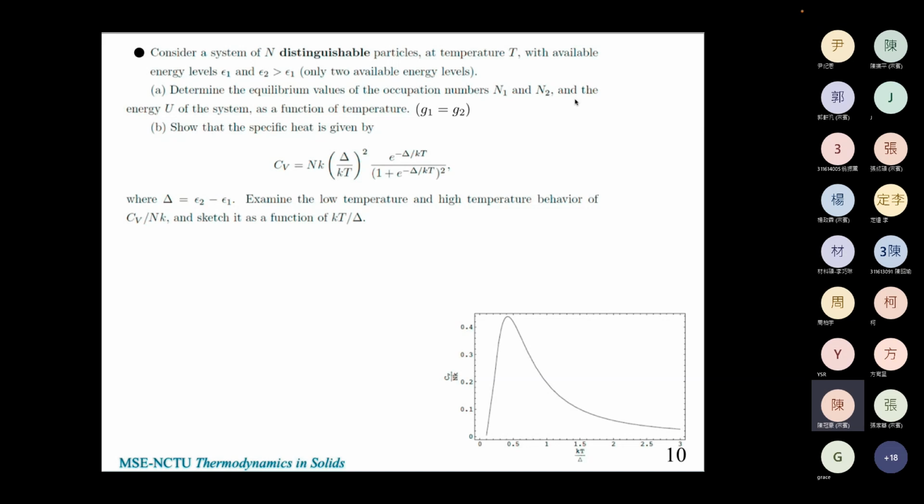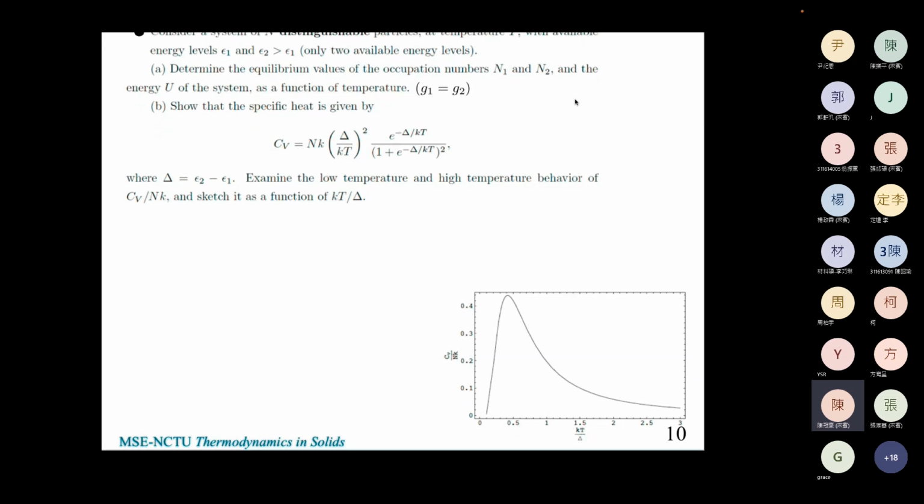Okay, and determine the equilibrium values of the occupation numbers N_1, N_2, and the energy U of the system as a function of temperature. And here we also say g_1 equal to g_2. All right, so let's take a look. What does it look like?